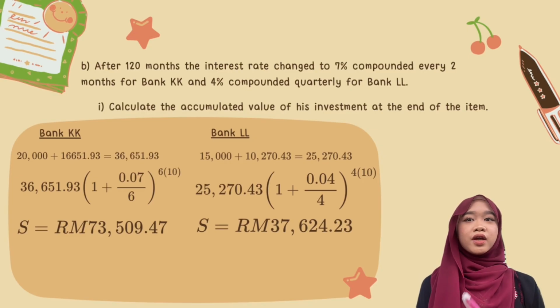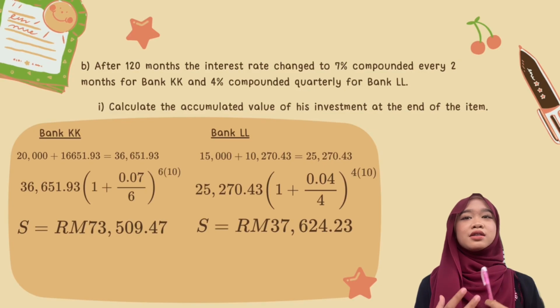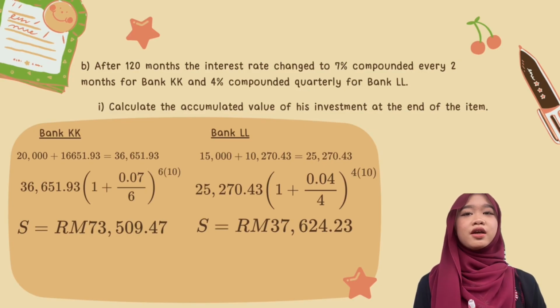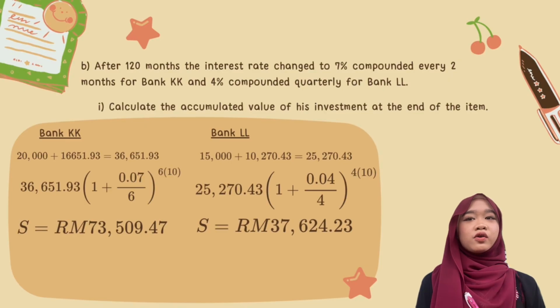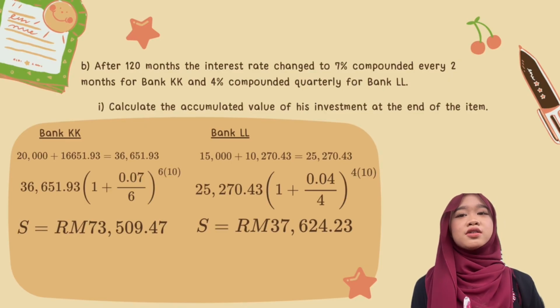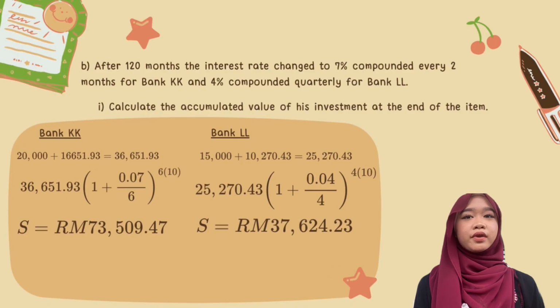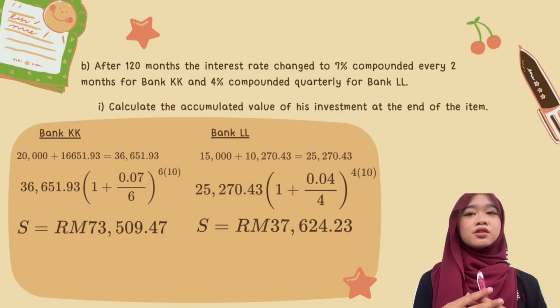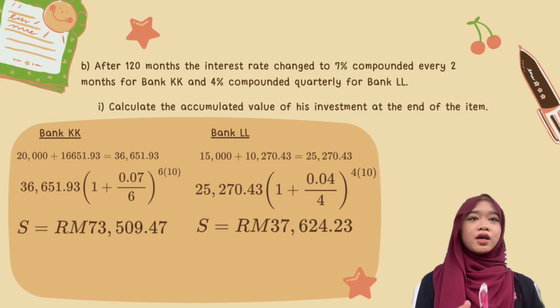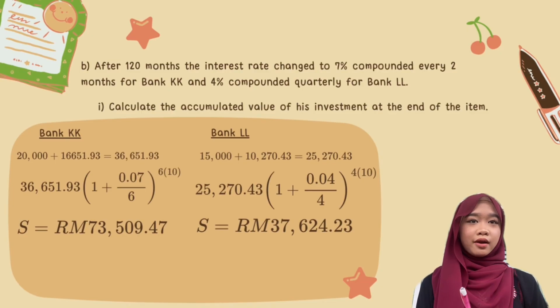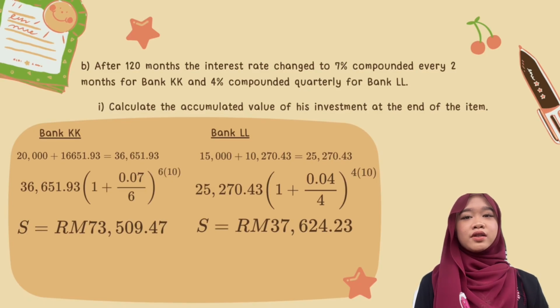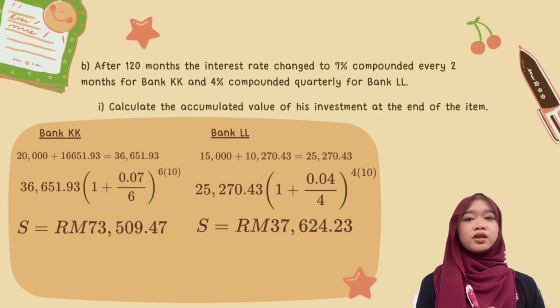For Bank LL, 15,000 ringgit plus 10,270 ringgit and 43 cents equals 25,270 ringgit and 43 cents. 25,270 ringgit and 43 cents (1 plus 0.04 over 4) to the power of 4 times 10. So the final amount of S is 37,624 ringgit and 23 cents.